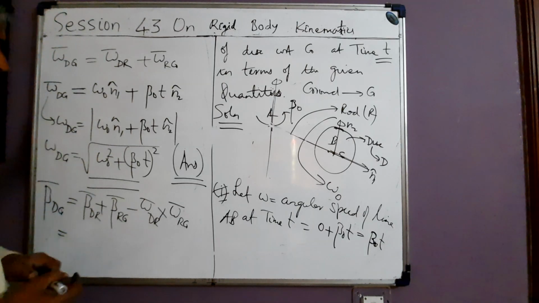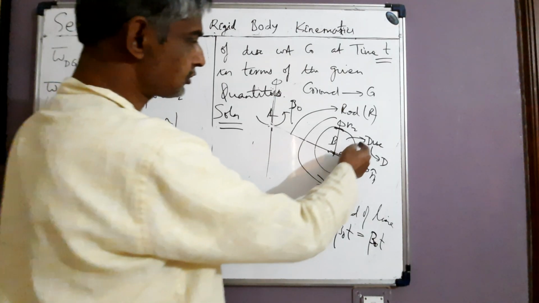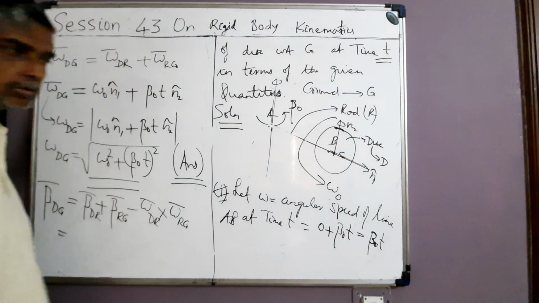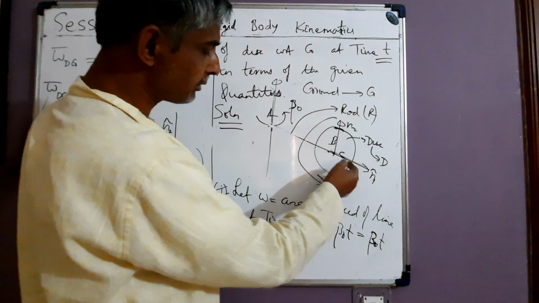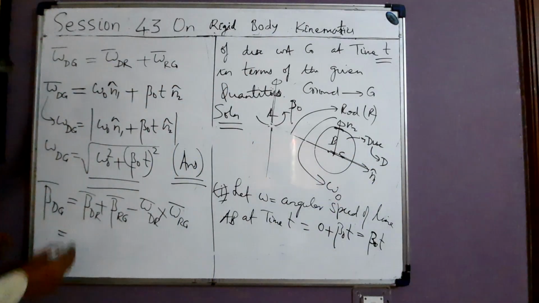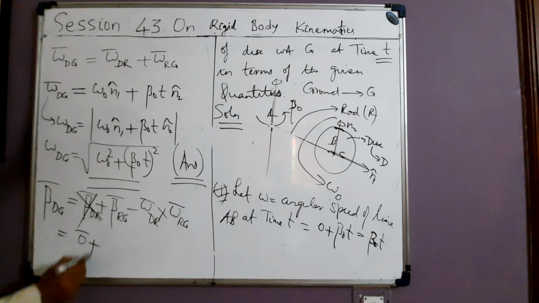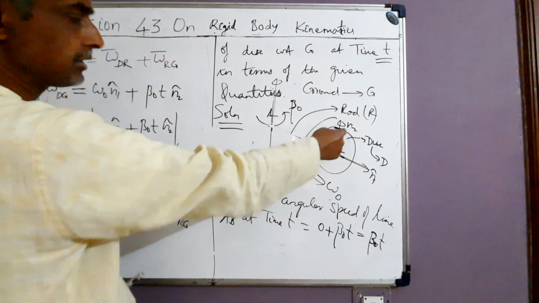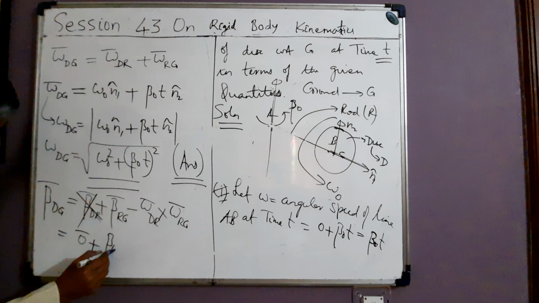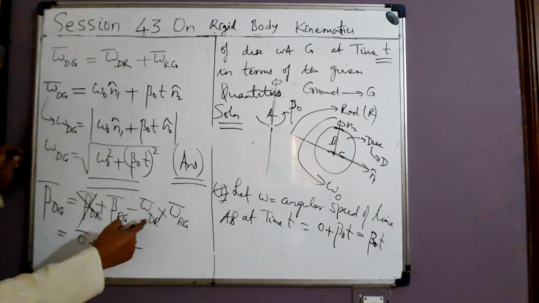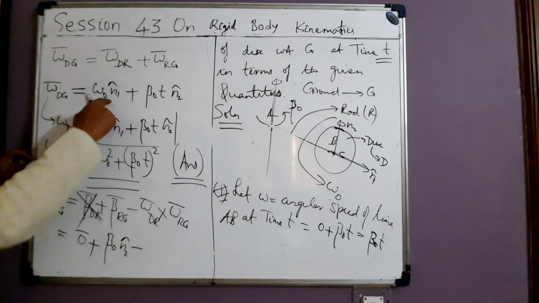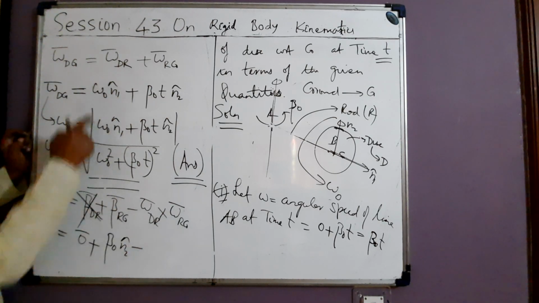Now with respect to rod, angular velocity of disk is omega naught along a constant direction. So this quantity becomes 0, this quantity drops out. Plus beta rg, angular acceleration of rod R with respect to ground, that is beta naught in upward direction, along n2. So this becomes beta naught n2 hat minus omega dr. Omega dr is this, omega naught n1 hat.